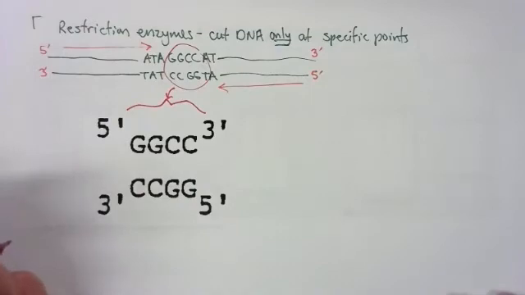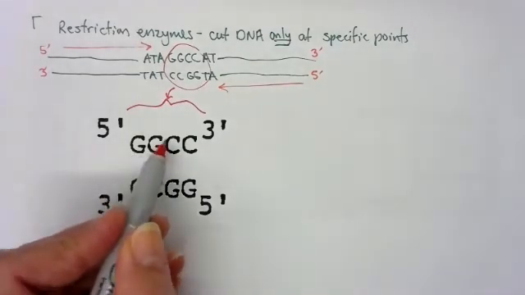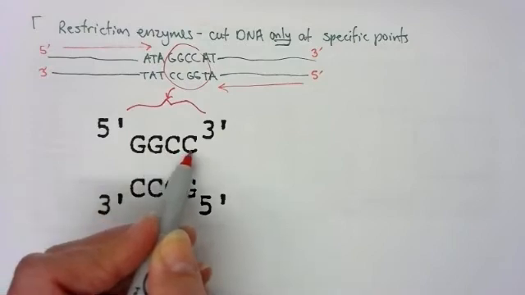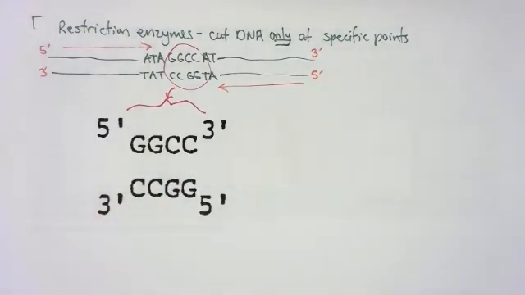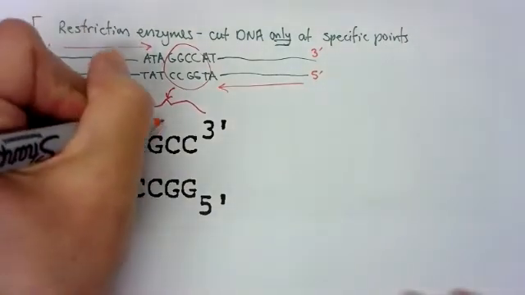A palindrome is a word that says the same thing forward and backwards, like Bob. Oh gosh, now I can't think of another palindrome. Think of one in your head. If I read it this way, I read GGCC. If I read it this way, I read GGCC. The restriction enzyme for this will come in and it will cut here.